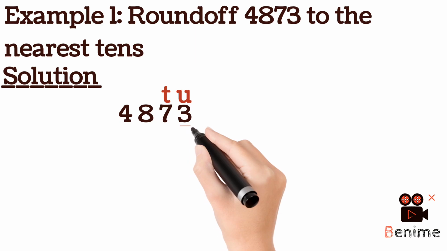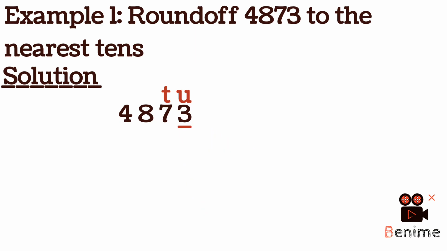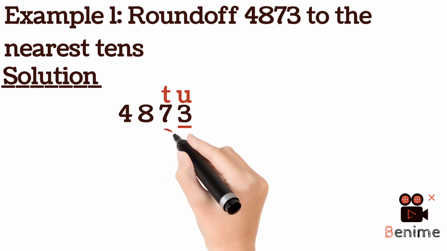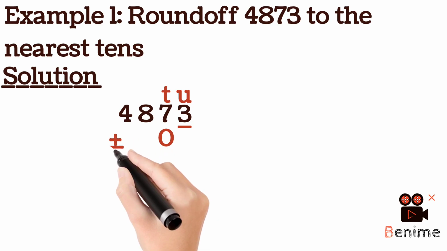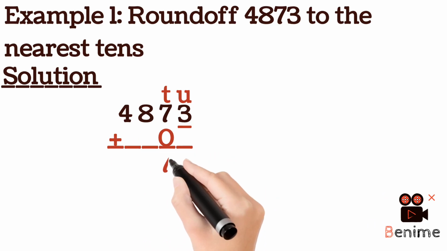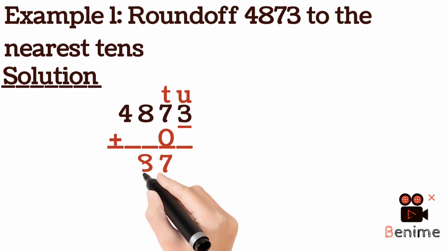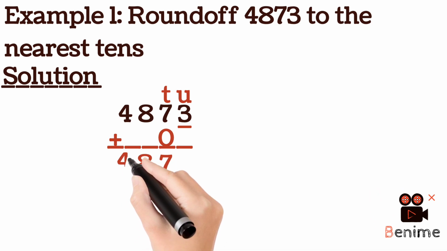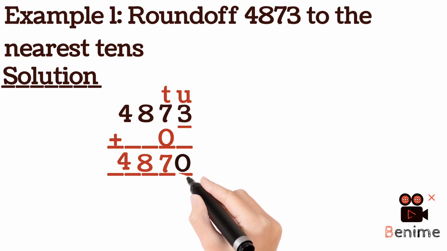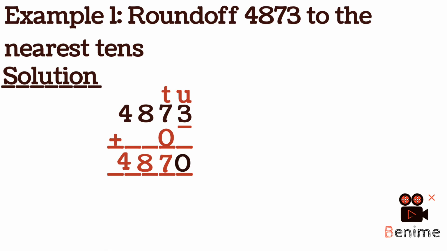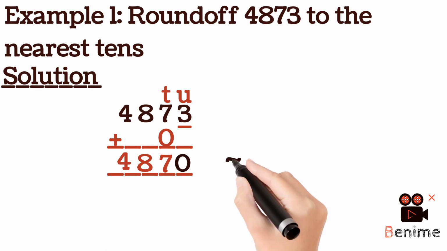The next one is to round it off. 3, is it 0 or 1? 3 is going to give me 0. So I'm going to add it to my 7, and I'm going to do my addition. 7 plus 0 is 7. Bring down my 8, bring down my 4. Then my 3 is my sacrificial lamb, so it takes 0. And my approximated answer becomes 4,870.